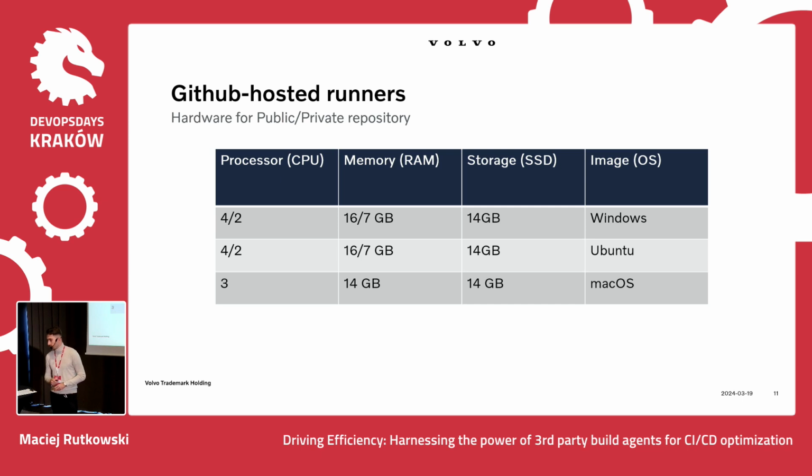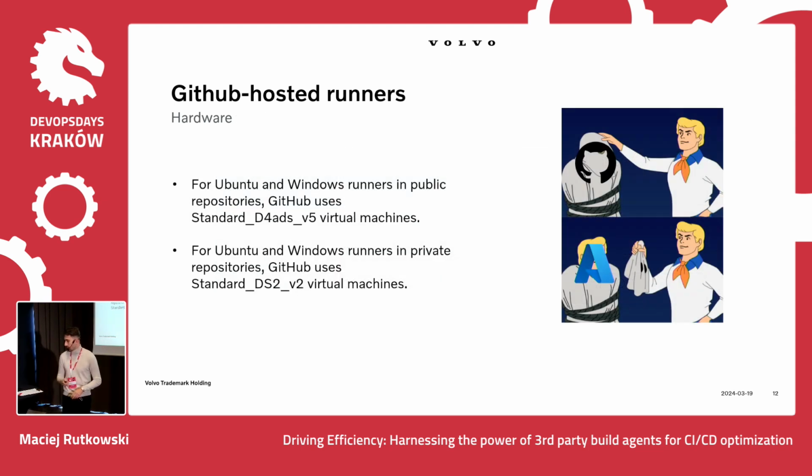When it comes to GitHub hosted runners, we have a little bit of difference when it comes to where you are hosting and running your actions from. So for a public repository, we have a little bit more elasticity. So for example, for Windows and Ubuntu images, 4 CPUs, 16 gigs of memory and 14 gigs of storage, but for private repos, it will be 7 gigabytes memory, RAM, 14 gigabytes of storage, and 2 CPUs.